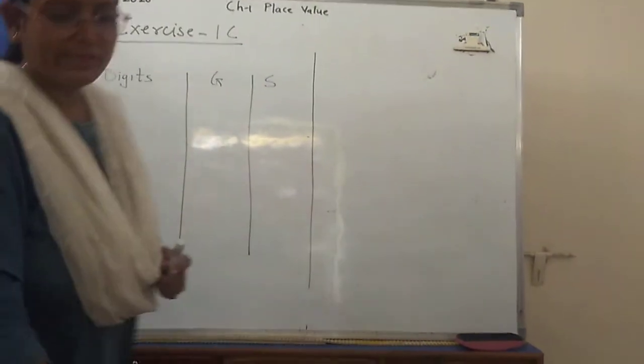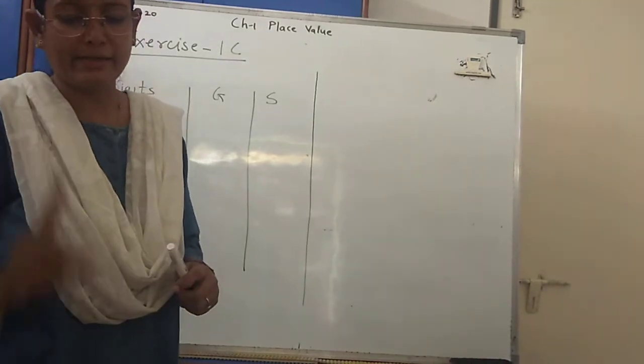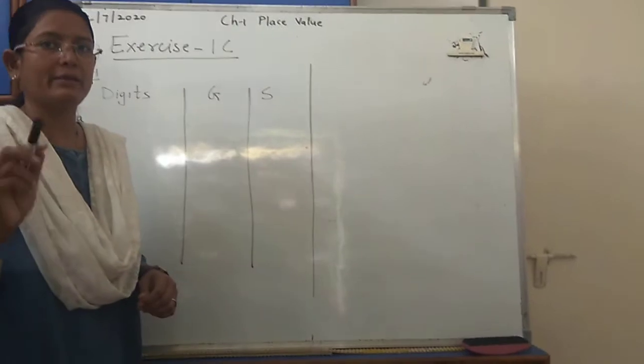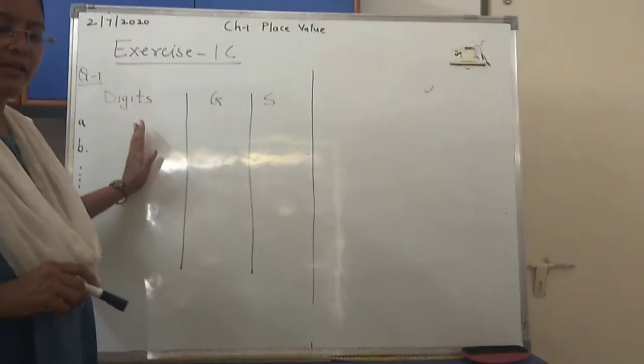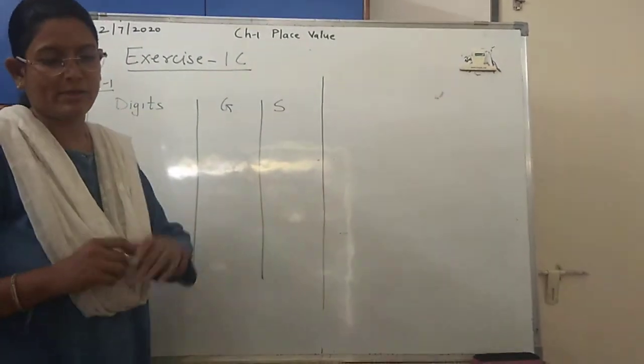In exercise 1C, question number 1 is: use the digits to make the greatest number and smallest number possible. Do not repeat the digits, which means whatever number of digits are given, the same digits you have to use, and you have to build the greatest number and smallest number, right?